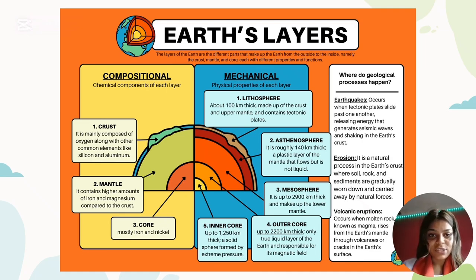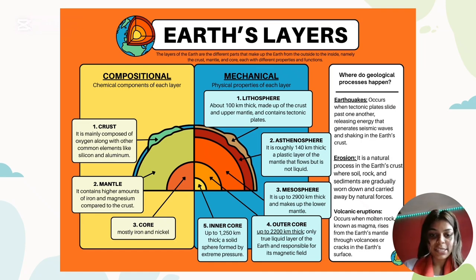Now we move on to the core. This is the innermost layer of the Earth and it's mostly made up of iron and nickel. This is extremely hot and is divided into two parts, the outer core and the inner core. The core plays a major role in generating the Earth's magnetic field.